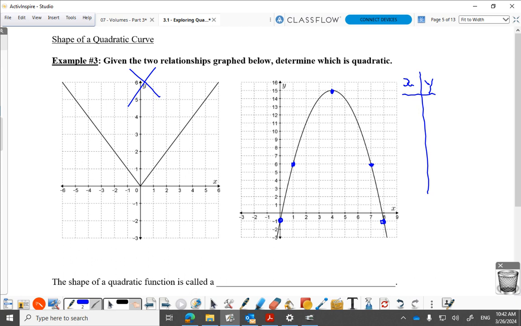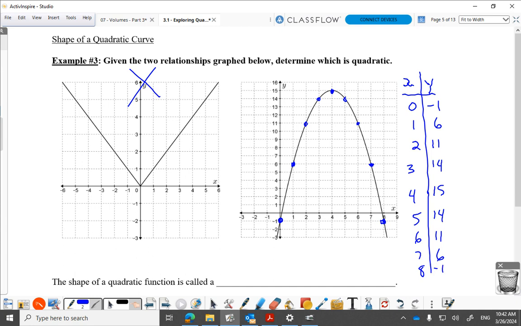So I have x value 0, which is negative 1. I have x value 1, which is 6. Oh, no, I missed some. I missed all sorts of points. What the heck am I doing? x value 2, which was 11. 3, which is 14. 4, which is 15. 5, which is 14. 6, which is 11 again. 7, which is 6. And 8 is negative 1.